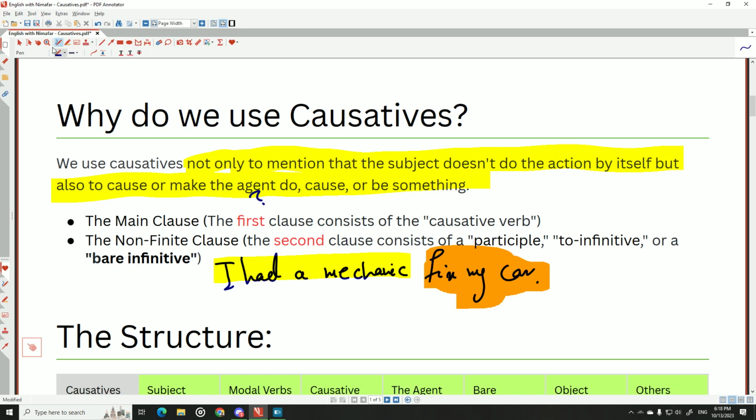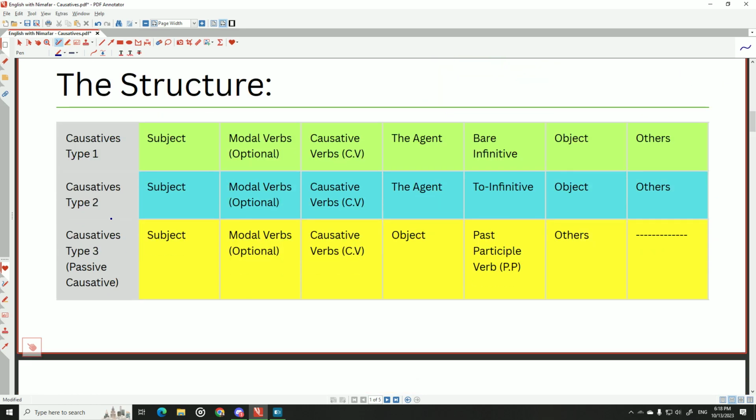But let's talk about the structure now. We have 3 types of causatives. Type 1, type 2, and type 3, the passive causative. That's why I said you have to have prior knowledge. You have to know what passive is in order to learn the third type.